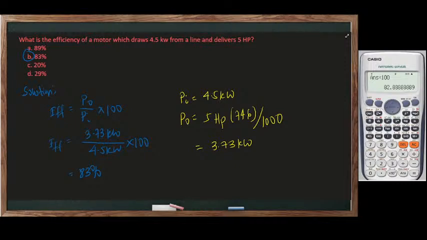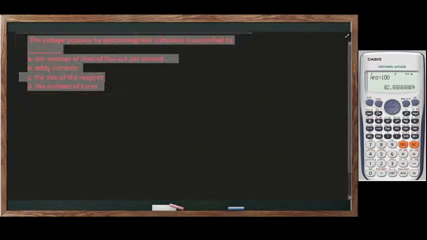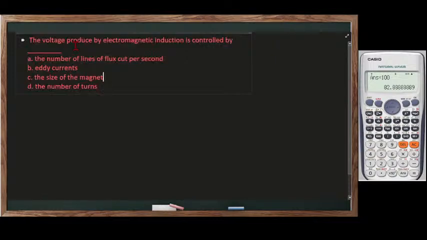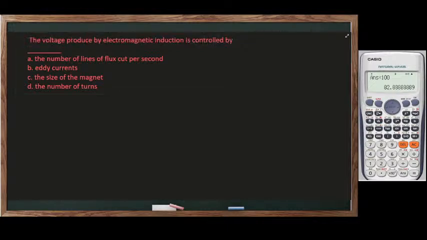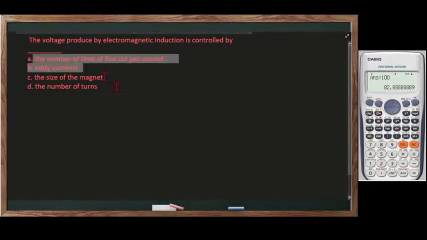So may isa na nagsagot, tama yung kanyang sagot. Okay, next question. The voltage produced by electromagnetic induction is controlled by blank, no? So is it controlled by the AC current, the number of lines of flux cut per second, pwede rin kaya the size of the magnet, or the number of turns?